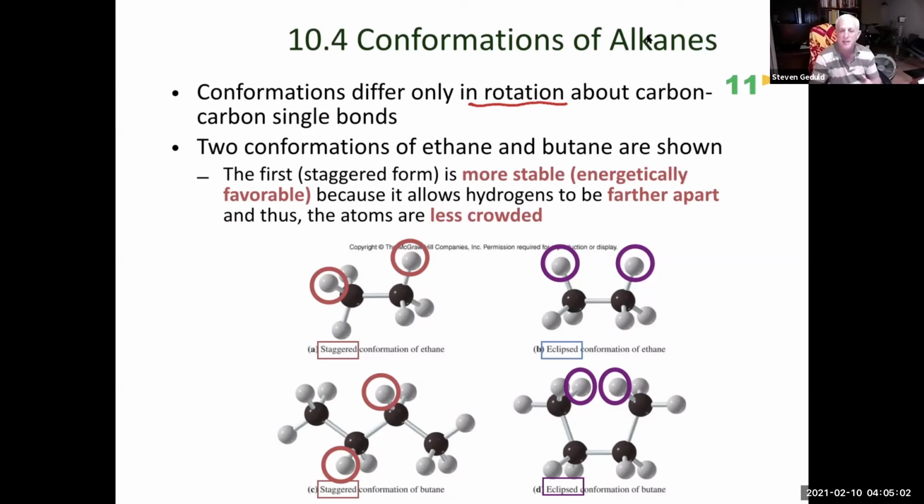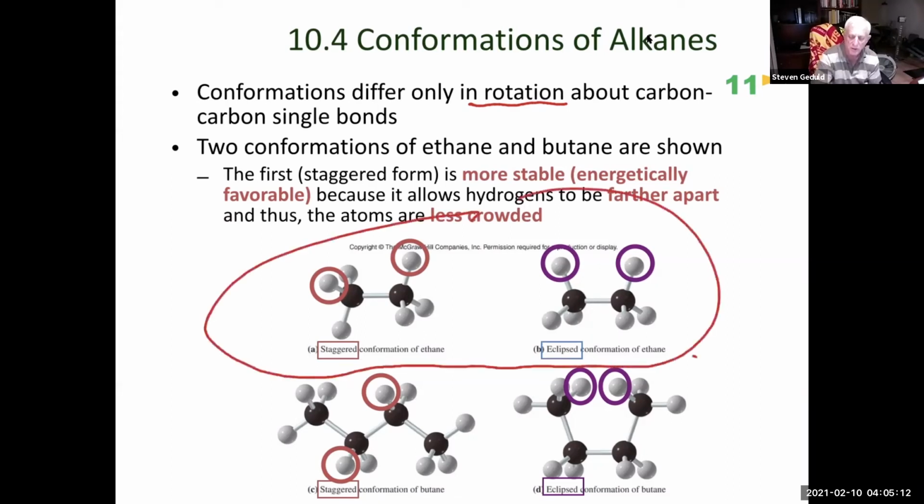So one can't go up and down relating to the other. So 2 conformations of ethane and butane are shown below here. This is ethane, this top one. Butane's the bottom one, 4 carbons. The first is what's called the staggered form. That's the most stable. It allows hydrogen to be farther apart and it's less crowded.